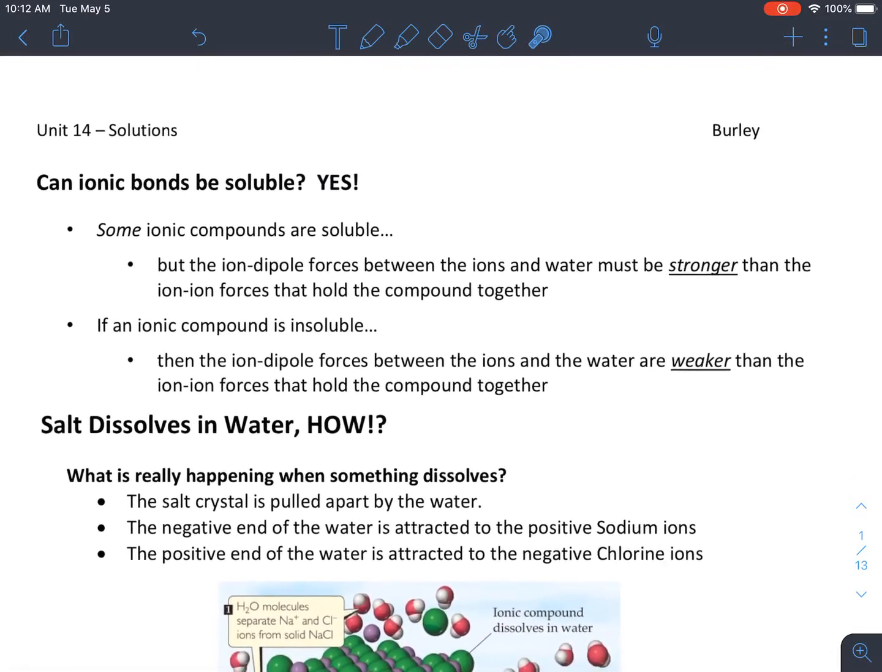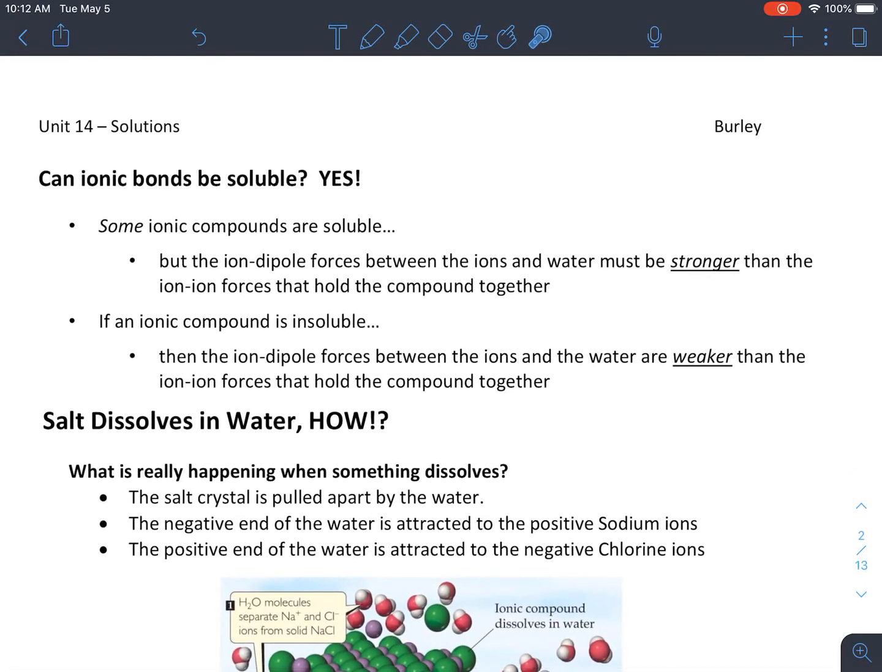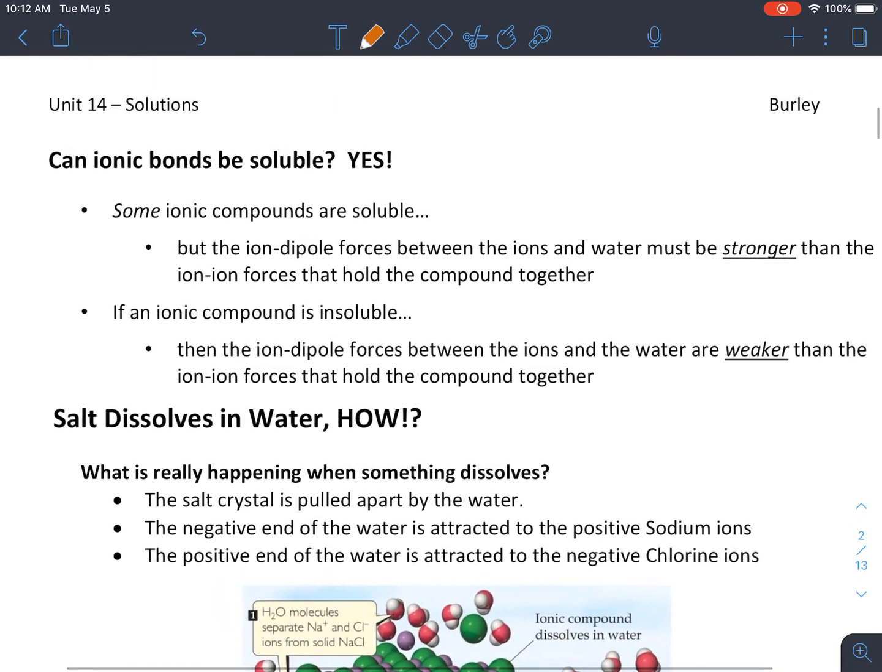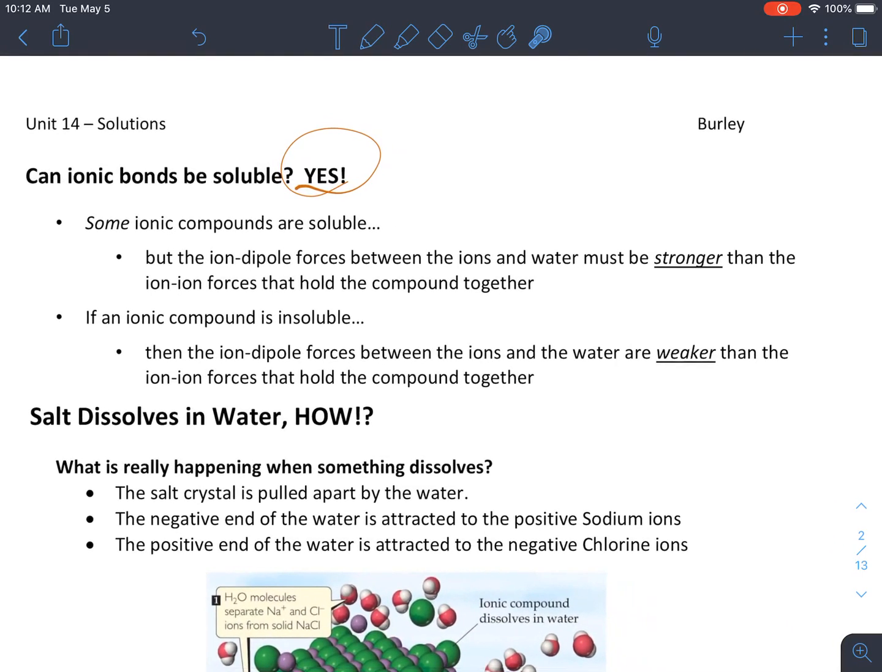Okay. Next up, I'm just going to talk a little bit about ionic bonds being soluble and whether ionic bonds are soluble or not, and you should quickly know the answer to this because you already learned about ion dipole attractions. Yes, they absolutely can be soluble. Not all of them are though, okay?